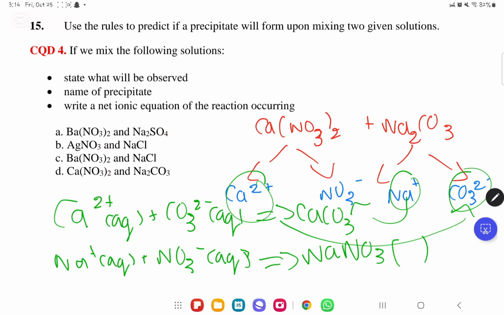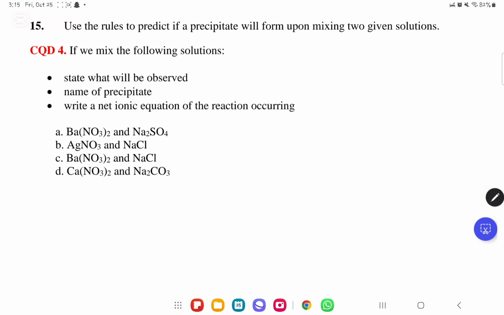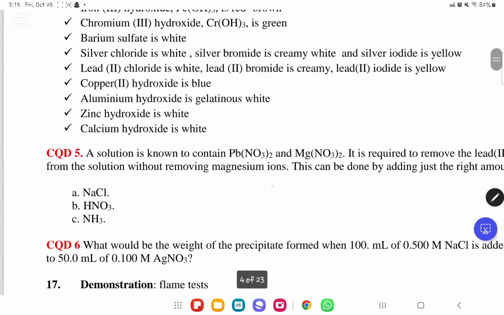Now anything that reacts with NO3 is soluble, so this is going to be aqueous. But here, if you remember, we said CO3 2- reacts with only a specific number of ions, and Ca2+ is not one of those ions, so they're going to form a precipitate. So we're going to put solid, and the precipitate color is what? So that's it for question number 4.